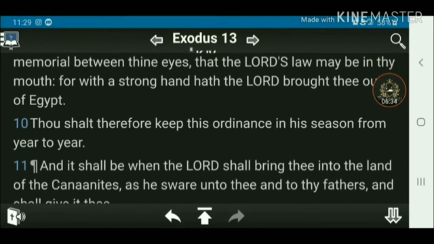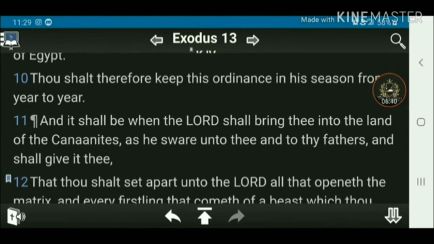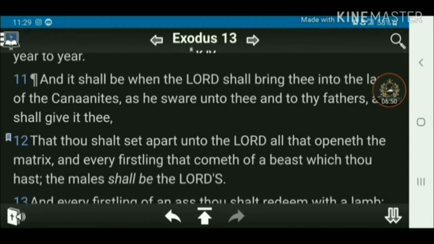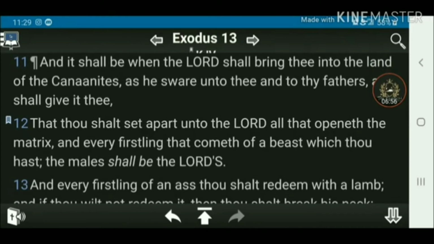And it shall be, when the Lord shall bring thee into the land of the Canaanites, as he sware unto thee and to thy fathers, and shall give it to thee, that thou shalt set apart unto the Lord all that openeth the matrix, and every firstling that cometh of a beast which thou hast. The males shall be Yahweh's.